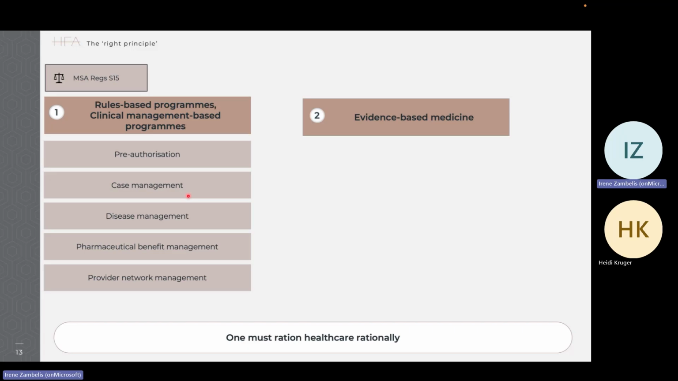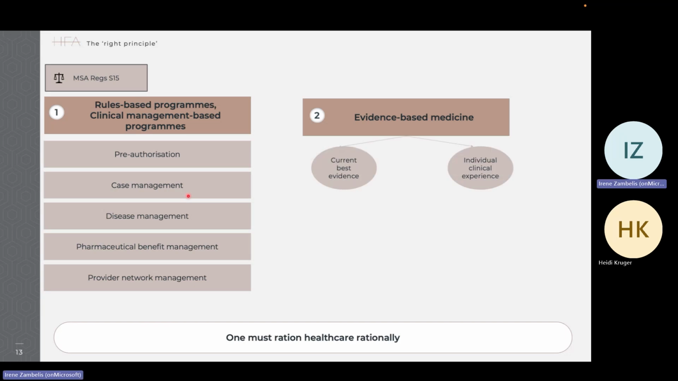So what the regulations say, and they've defined it, is that when a scheme restricts services for a condition, according to severity as well, they've got to use evidence-based medicine. And that is a big word.